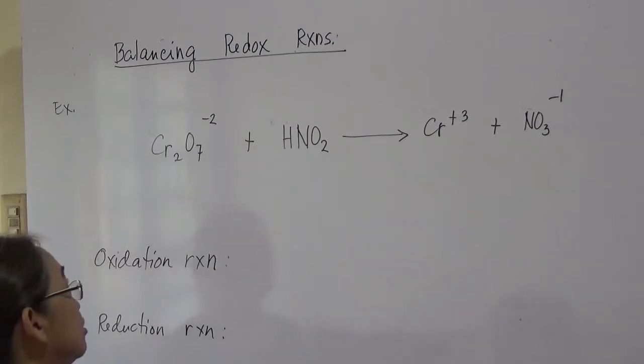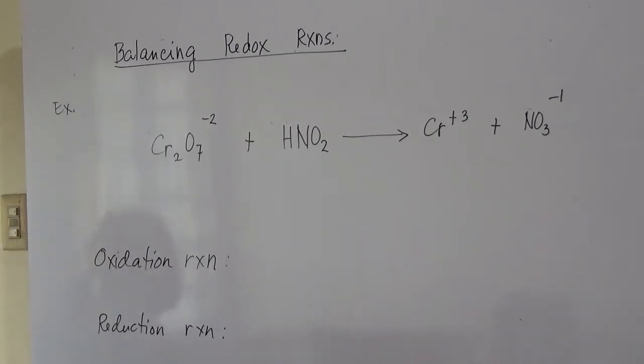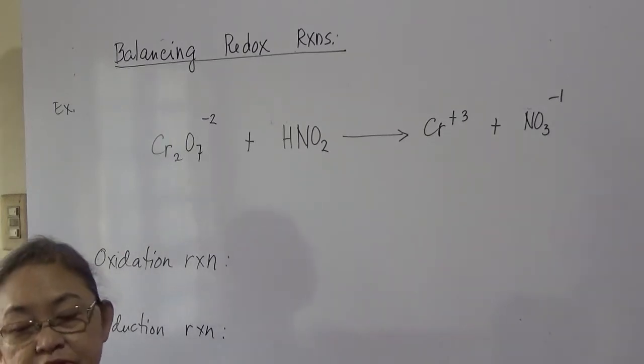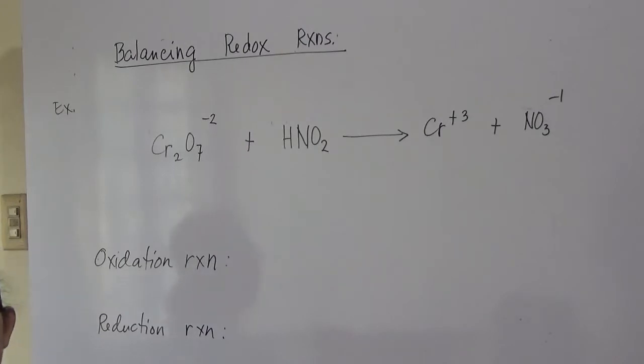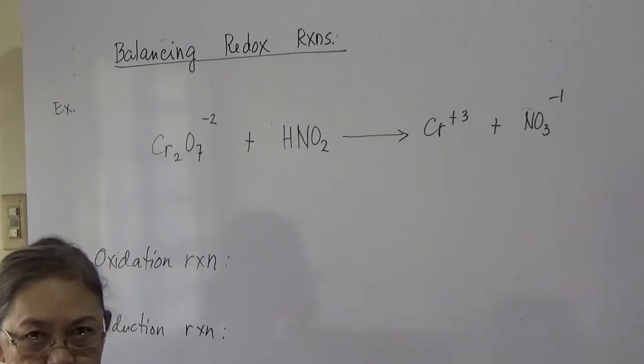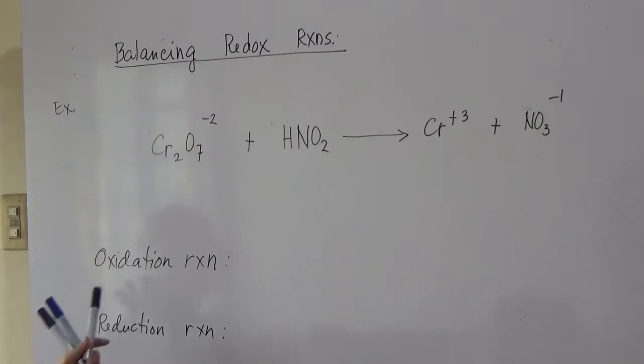Okay? Now, in order for you to balance a redox reaction, the first step is you are going to determine the two half reactions. So it is a redox reaction, of course, it is a reduction, oxidation reaction. So you're going to separate the two reactions. We call it half reaction. So there will be two half reactions: the oxidation reaction and the reduction reaction.